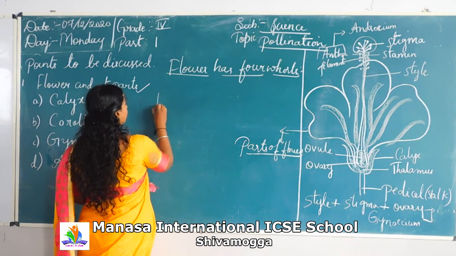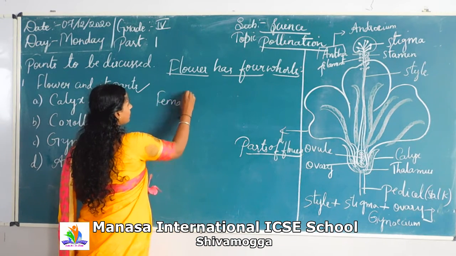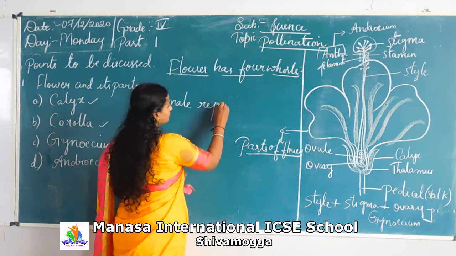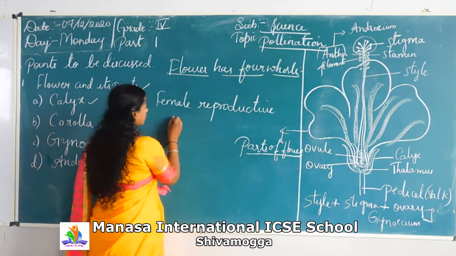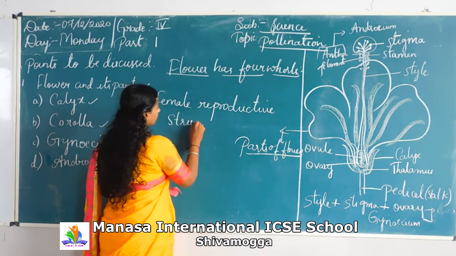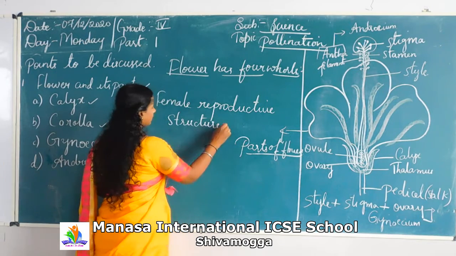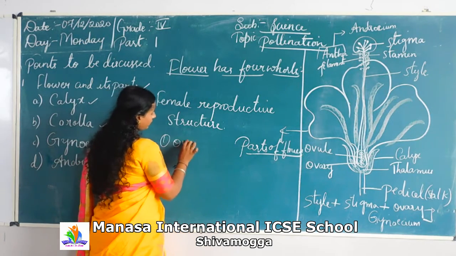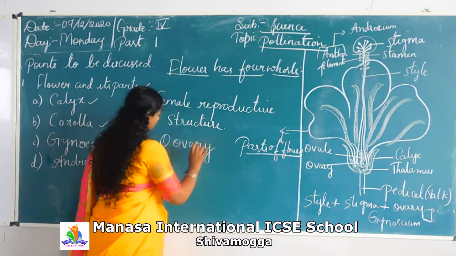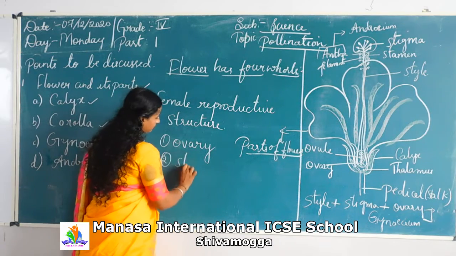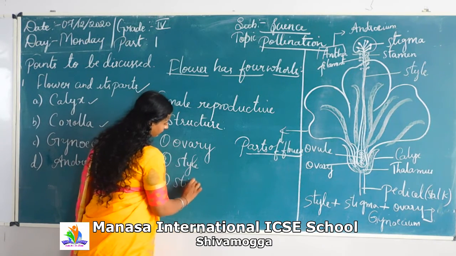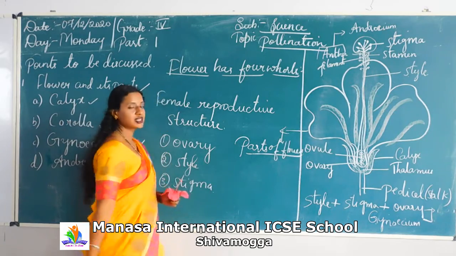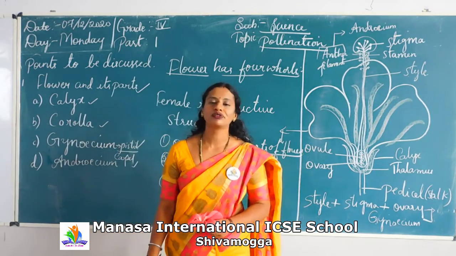This complete structure constitutes the female reproductive structure, which we can call the pistil or the carpels. First is the ovary, then the style, then the stigma, right? This is the complete structure of the gynoecium.